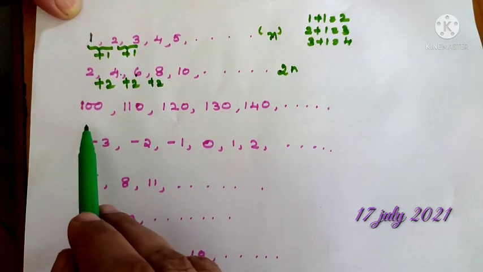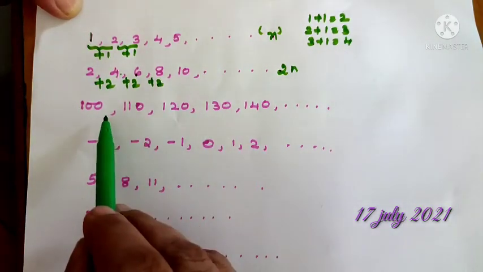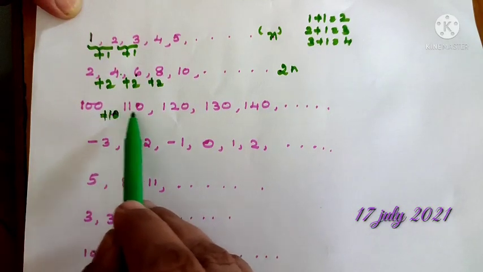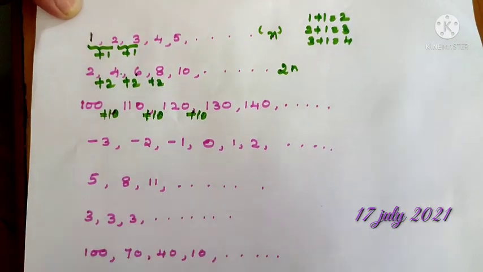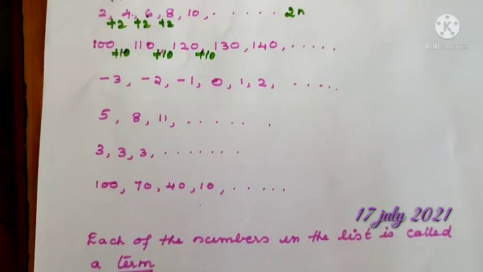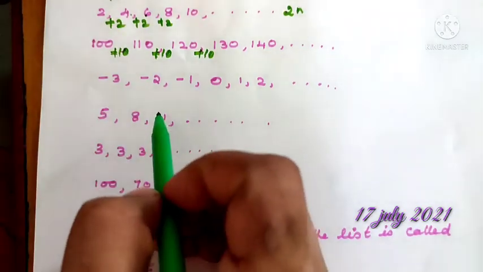Now here what happens: 100, 110, 120, 130, 140. So what is the adding number here? In all the cases it should be the same, it is plus 10 only. Now what about minus 3, minus 2, minus 1, 0, 1, 2? It is an integer pattern we can say. Here the etc. sign is not there.